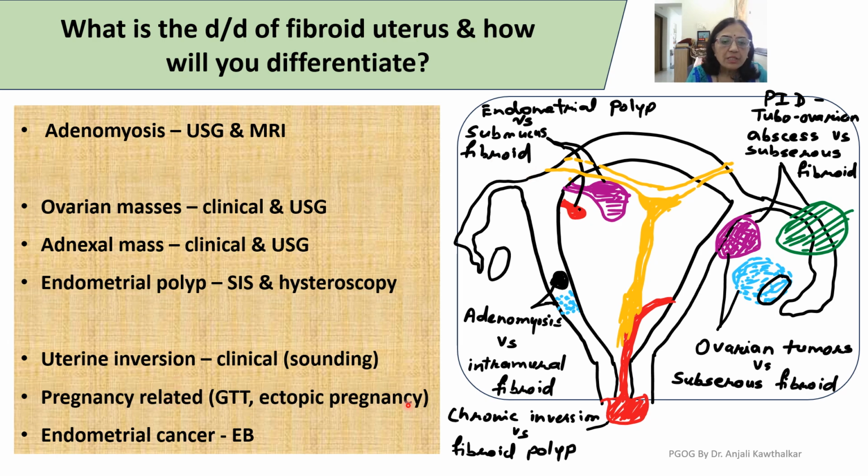Pregnancy related conditions such as gestational trophoblastic tumor, vesicular mole, or ectopic pregnancy with adnexal mass also sometimes need to be differentiated from various types of fibroid, and a pregnancy test will be of great help in that, because fibroid is a disease of the reproductive age group. So always we need to consider pregnancy related conditions whenever there is a doubt about diagnosis. And endometrial cancer needs to be ruled out whenever there is persistent anovulation in a case of fibroid, by doing an endometrial biopsy.